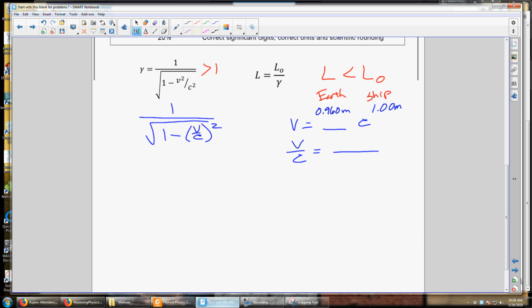Where are you plugging in? I'm using the length equation there. L equals L naught over gamma. So you do your algebra. I can help you with the algebra when you get stuck, or try the algebra.